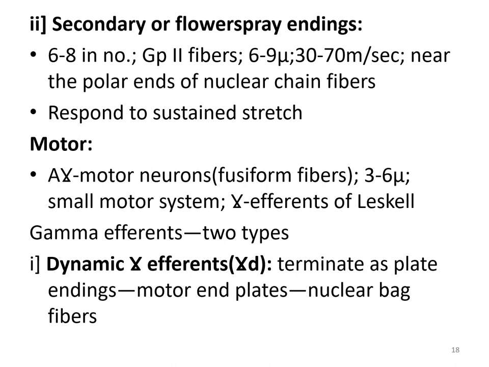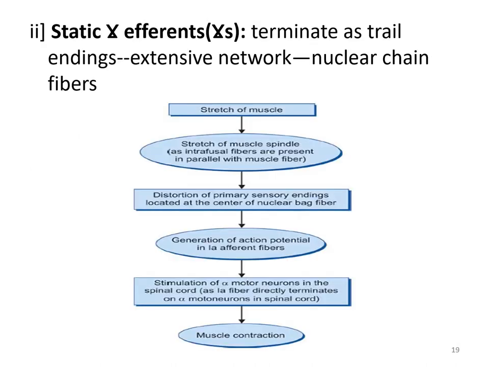The gamma efferents are again of two types, dynamic gamma efferents and static gamma efferents. Dynamic gamma efferents terminate as plate endings, as motor end plates, and are located on the ends of only the nuclear bag fibers. The second type of motor innervation is by the static gamma innervation at the polar end of the nuclear chain fibers, terminating as trail nerve endings, that is, an extensive branched network of fibers.